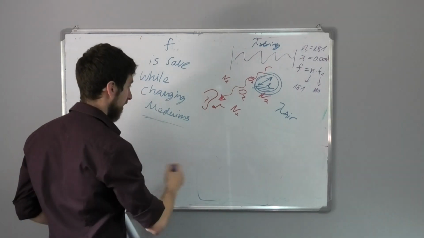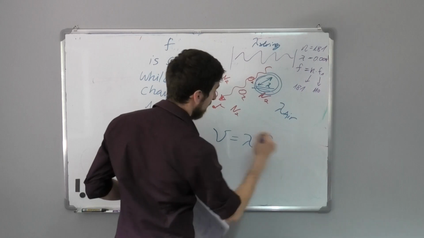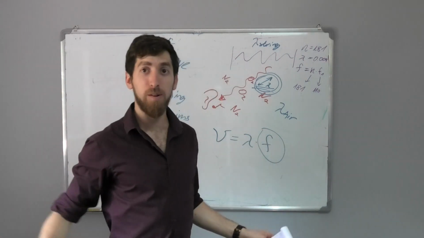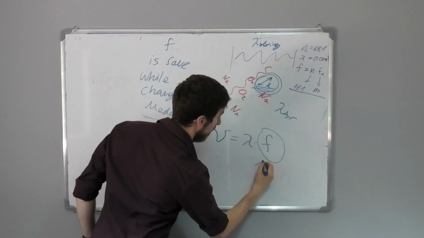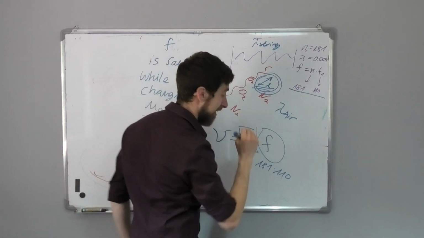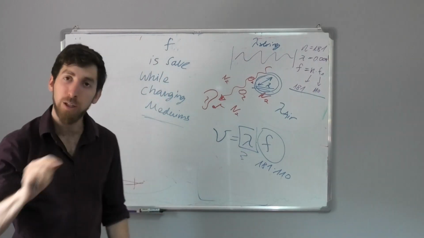What we can do is use the equation V equals lambda multiplied by F. We talked about F: F does not change. I'm going to slap the air at the same frequency, which is this, 110, but I'm going to change my lambda. To what? I don't know. That's what we need to find.